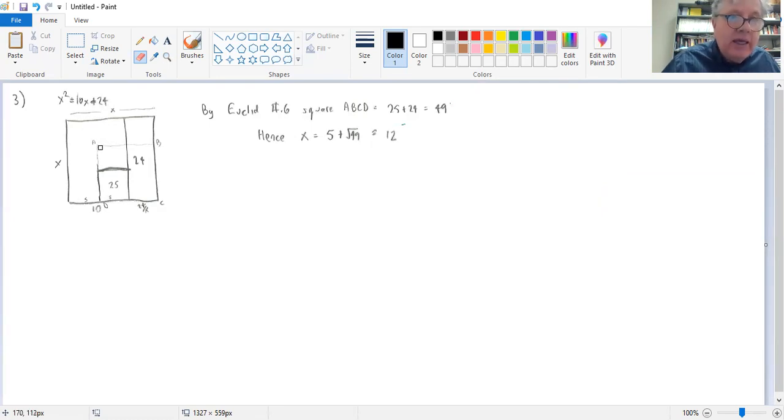this square here, ABCD, is going to equal 25 plus 24. And so what's going to happen is that x equals 5 plus square root of 49. So it's going to equal 5 plus, that is a square, 49 there. So that's 5 plus square root of 49, which is 12.